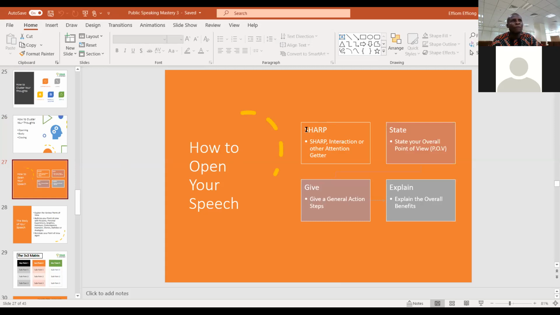Now, we defined what SHARP means yesterday. We say SHARP is an acronym for stories, humor, analogies, references, and then pictures. That's what we said SHARP means. I hope we can still remember. SHARP is an acronym that stands for stories, humor, analogies, references, and quotes, then pictures.